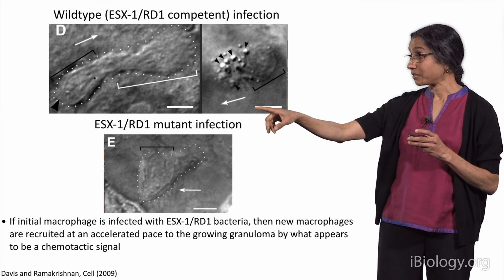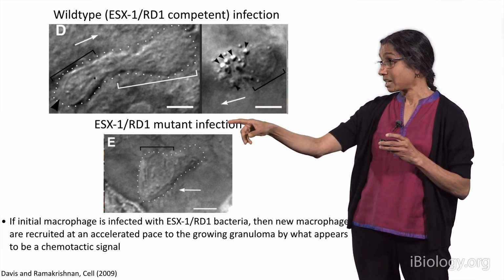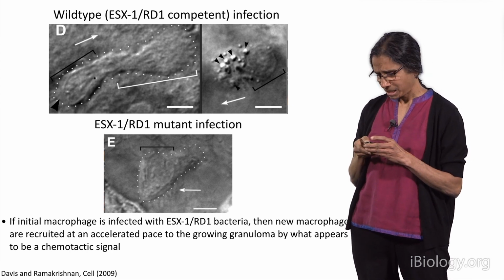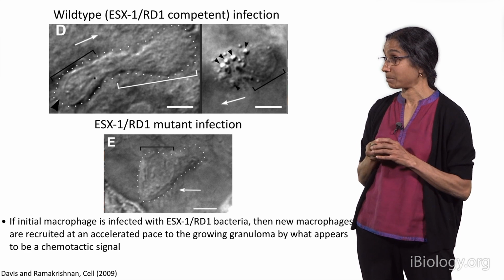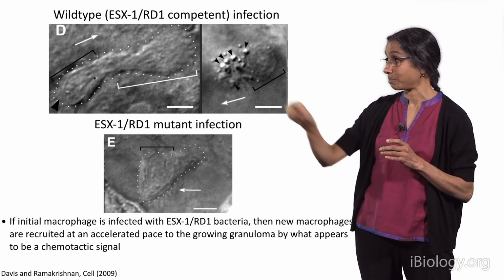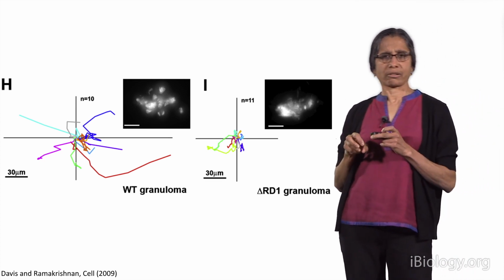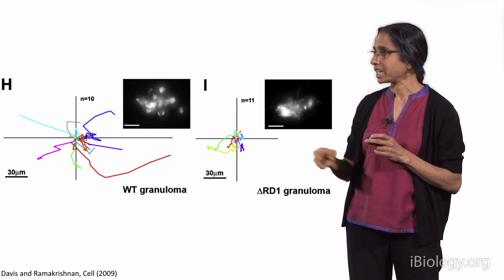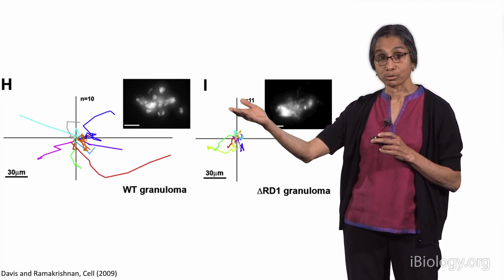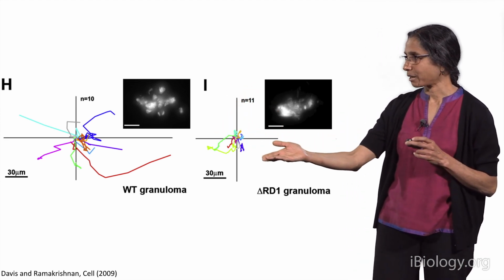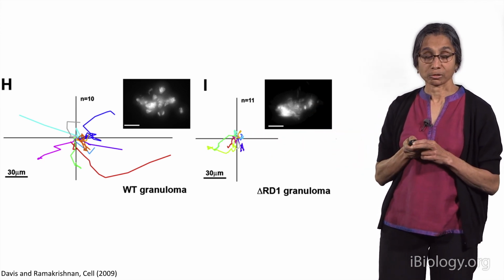In contrast, if that initial macrophage didn't have this locus, then the incoming macrophages are coming in very, very slowly, and they clearly are not experiencing a chemotactic gradient. They don't have that great big protrusion. And even once they get into the granuloma, they behave very differently. The wild-type macrophages move far and wide within the granuloma and rapidly, whereas the mutant macrophages, the few that do come, are just sort of sitting there like bumps on a log.